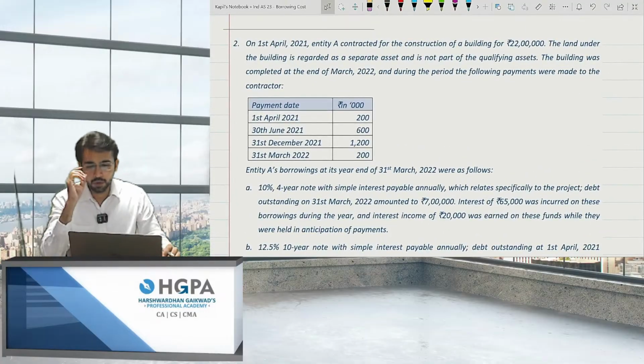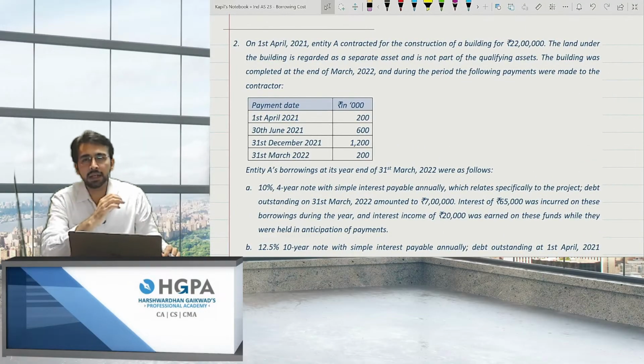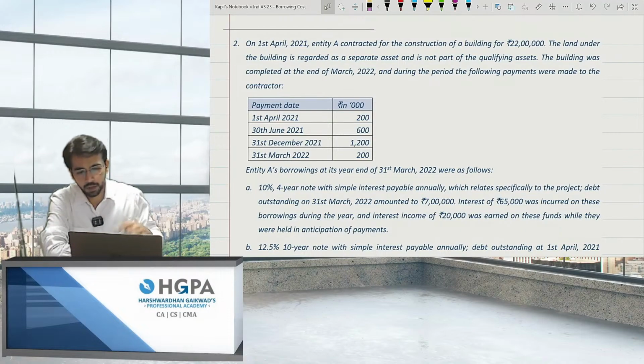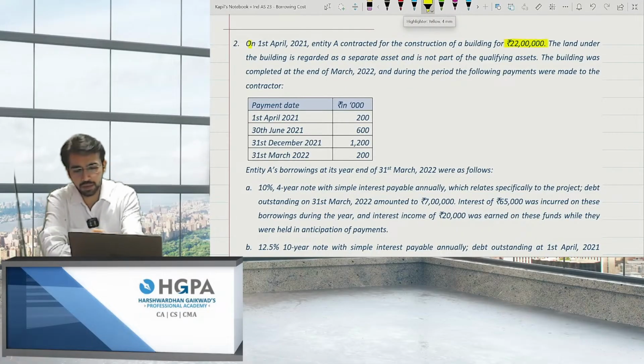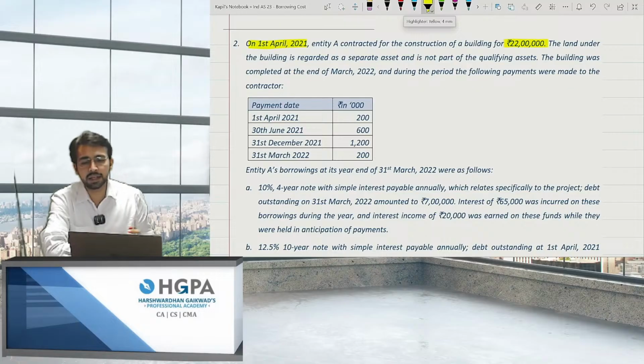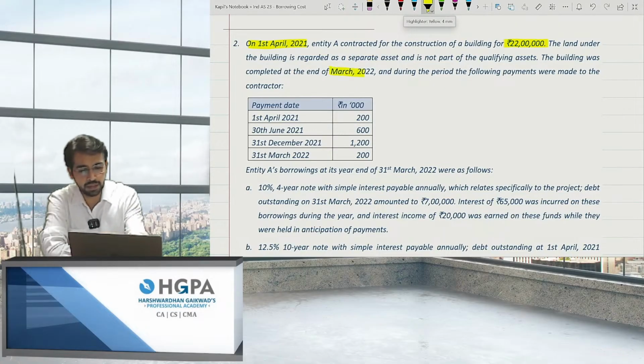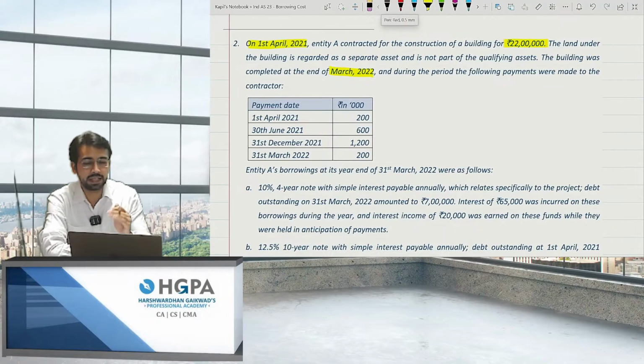Let's read. On 1st April 21, entity A contracted for the construction of building for rupees 22 lakhs on 1st April. Okay, the dates are very important. The land under the building is regarded as a separate asset and is not a part of the qualifying asset. The building was completed at the end of March 22. Now the building was completed at the end of March 22 itself. That means you can say the complete year, one full year. Okay, so this is not that twisted a question. The previous one was very twisted because it was complete on 31st January.